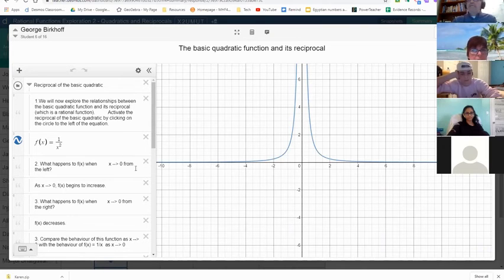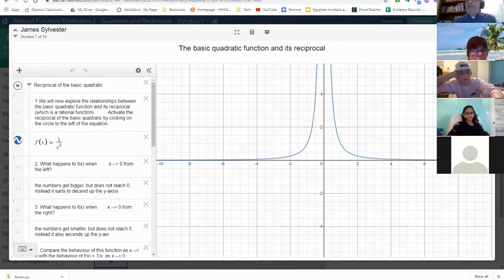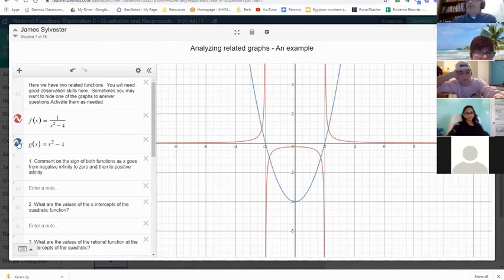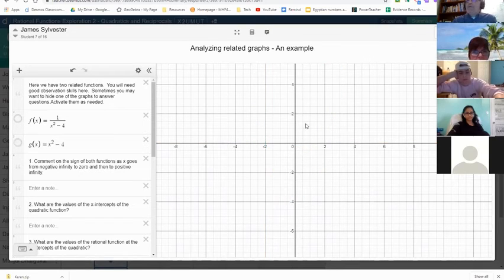And you will see here later in further screens that we are going to be playing with now a different parameter, right? With what happens when we move our parabola up or down and what effect that has on the reciprocal function.